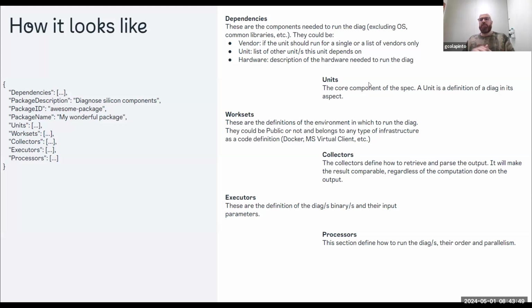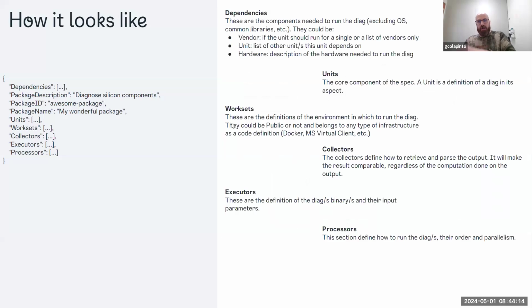Then we have the units. The units are the core components of it. So a unit is the diag that needs to be run. It has different properties, and we will see later. But these are the things. So the units could be one or more, and yes, that's it.